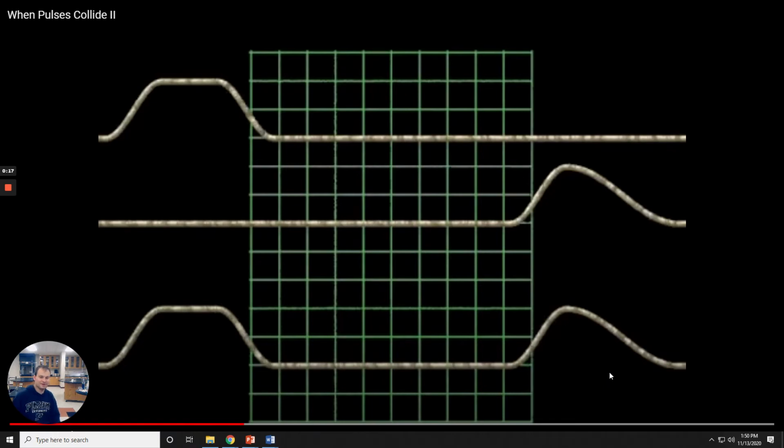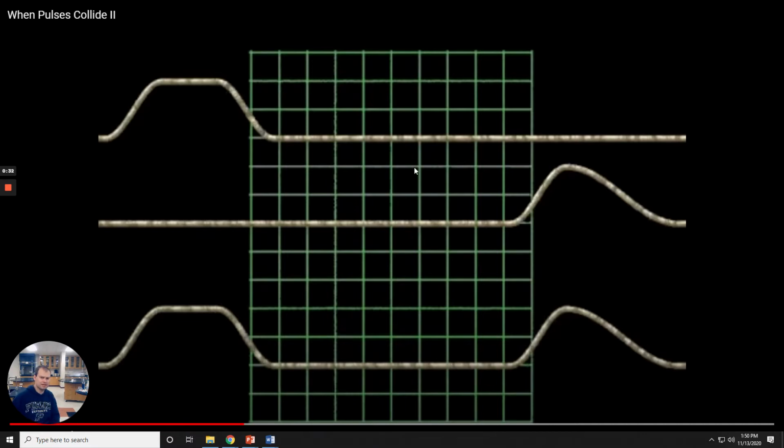Hi, Mr. Masura here. In this video, I'd like to explain what happens when two waves overlap. This is the process called interference. When we say interference, we don't mean the waves get in the way of each other. It's just that they combine their effects.